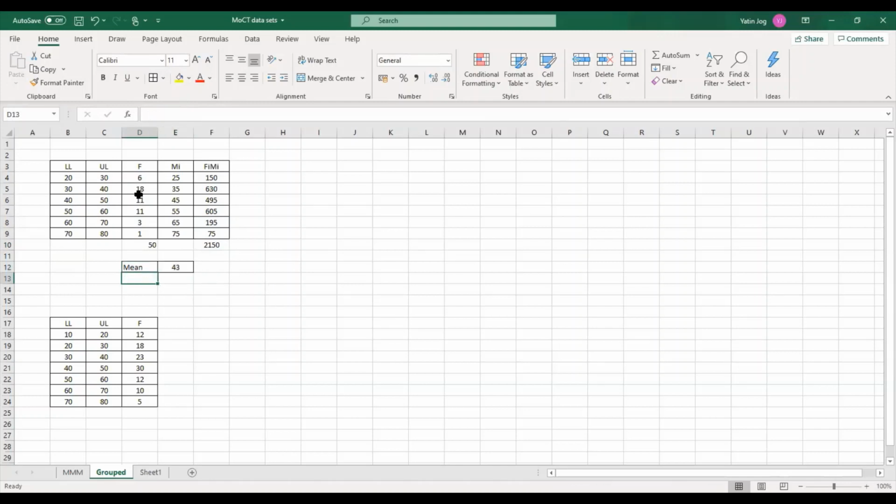For mode, again, you have to go for the highest frequency. You can use the max function to find the highest frequency, which is 18. The modal class midpoint is the mode value. And again, for median, you have to manually find which is the median class, and then you can go for the calculation of the median. As such, we don't have a direct method for mean, median, mode calculations in Excel.